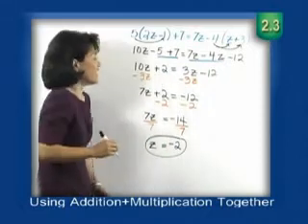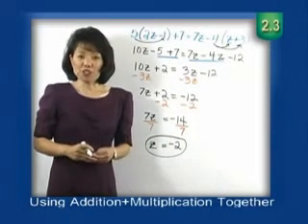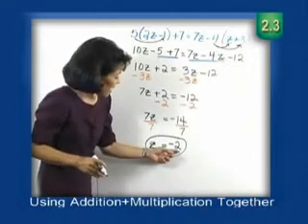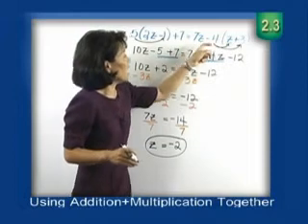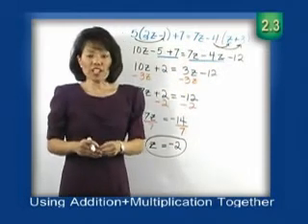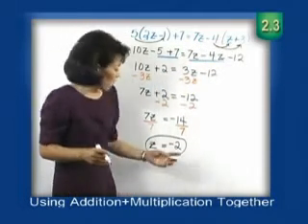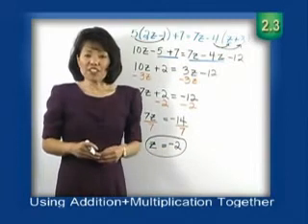So again, if you'd like to check to make sure you didn't make a mistake, take the negative 2, substitute it back in for z in the original equation, make sure you get a true statement, and that'll assure you that you did everything correctly.